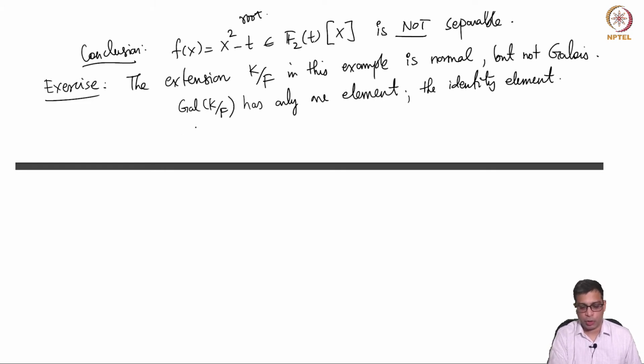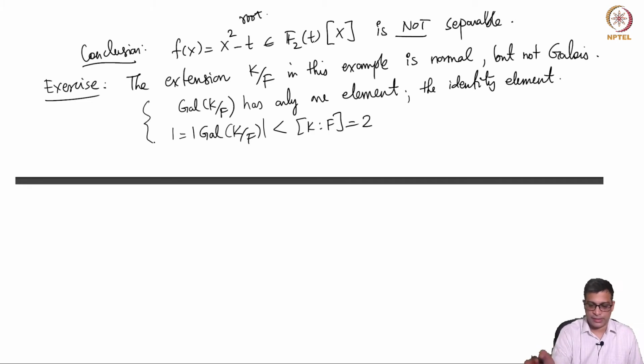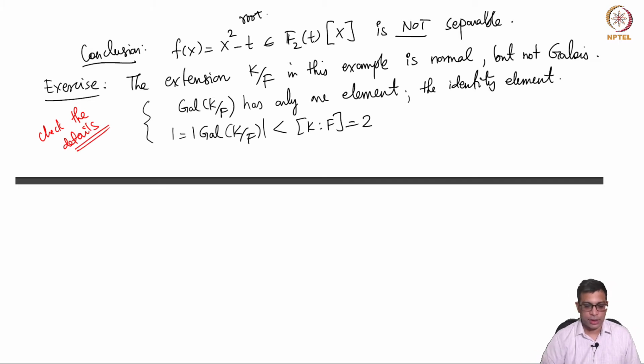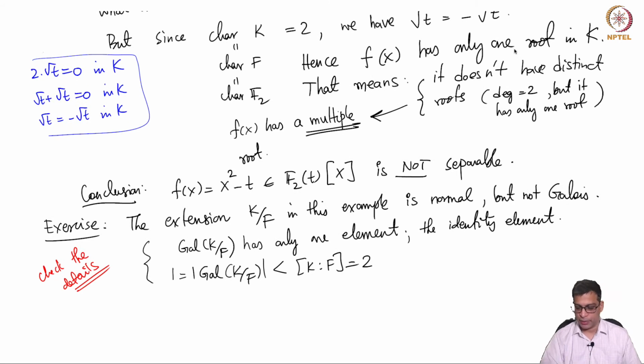So the Galois group has only one element, so 1 equals the cardinality of the Galois group, which is less than the index, the degree of the extension, right? So in fact I have done this exercise, but check the details. If there is anything that's not clear to you, check the details. So you have here an example of a normal but not Galois extension. We'll see soon how to provide the missing ingredient, which is exactly separability. So here the polynomial in question is not separable.